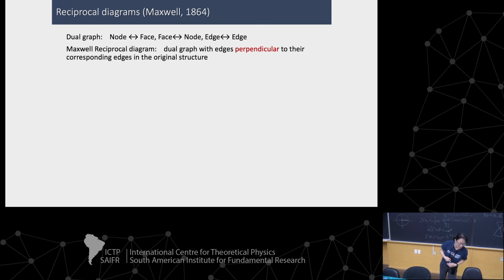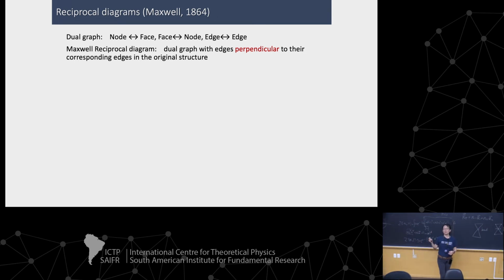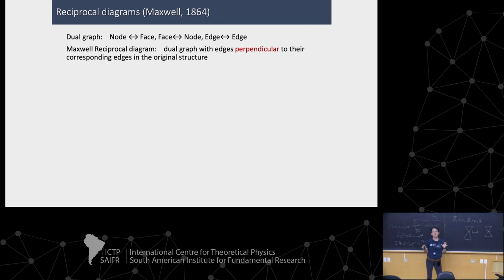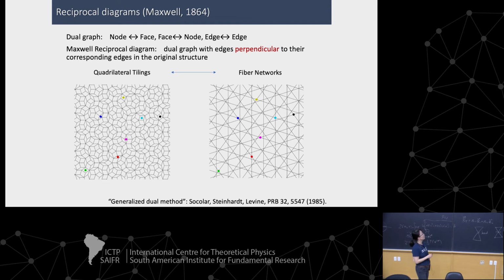Many of you probably know the concept of a dual graph. You can take a planar graph and find its dual graph by mapping nodes to faces, faces to nodes, and edges to edges. Here, a reciprocal diagram is the dual graph of a mechanical frame, but with the extra requirement that the edges must be perpendicular to one another. The reason we use that is that it turns out these parallelogram tilings and the fiber networks are reciprocal to one another. You can check that by looking at these dots.